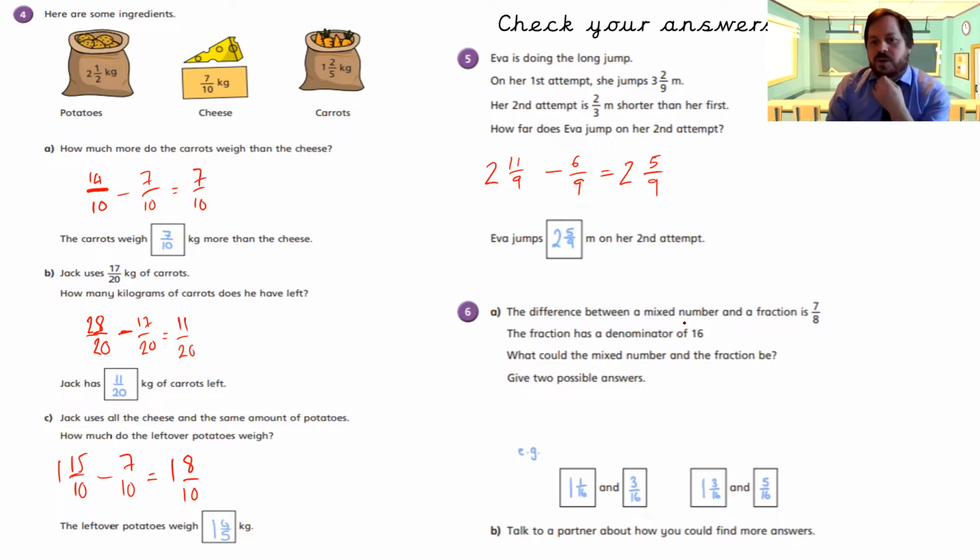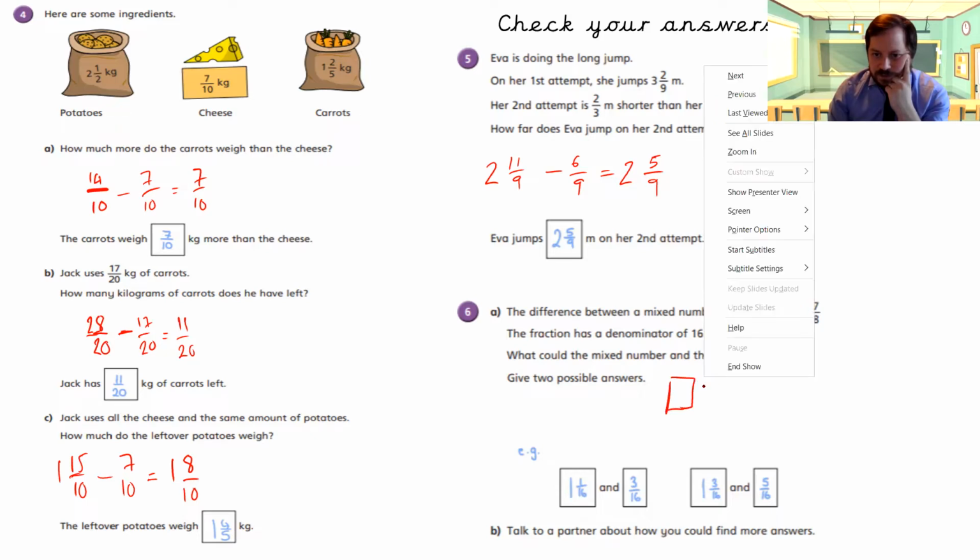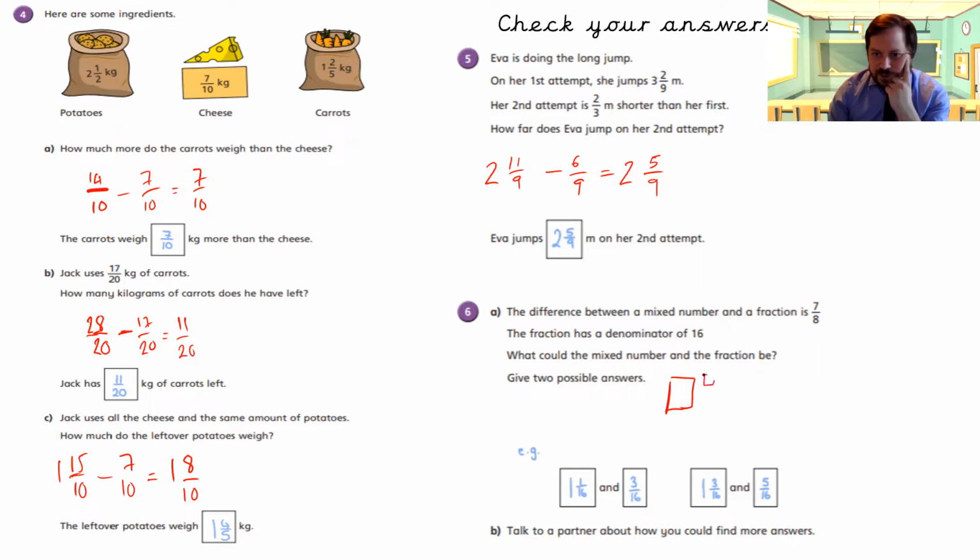Question 6. The difference between a mixed number and a fraction is 7/8. The fraction has a denominator of 16. What could the mixed number be? So the mixed number is something over something, but it's going to have 16 on the bottom. The difference is 7/8. So what we take away is 7/8, and we've got something over something, with the denominator being 16. Probably a mixed number, or could be a mixed number anyway, so we'll leave space. And then we just have to fill in these blanks.